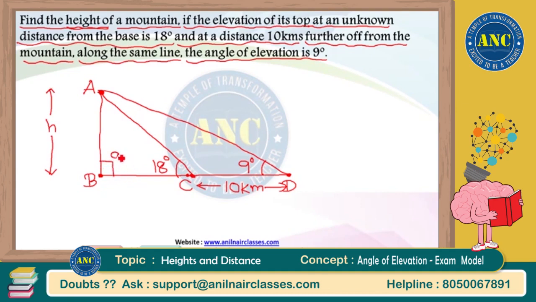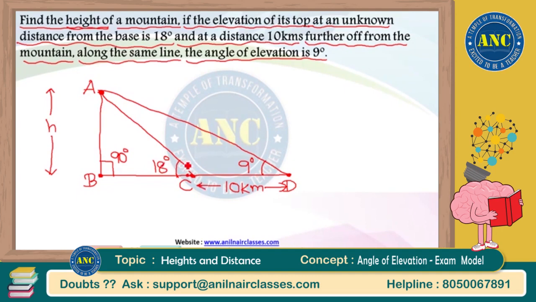Angle B is nothing but 90 degrees. I hope the diagram is very clear from the statements whatever we have read from the given data in this particular question. Now think a little logically, sir. This is 18 degrees, right? Can I say that if this is 18 degrees, this particular distance is given as 10 kilometers, right?